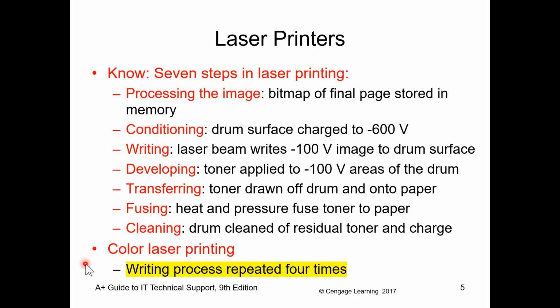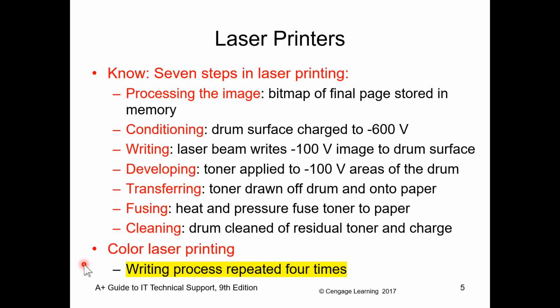And then once you have all 4 images for the different colors on the paper, then it goes through the fuser and it's melted on. So make sure you know the 7 steps of the laser printing process, and make sure you understand that color laser printers do the exact same process for black and white and then the 3 major colors.